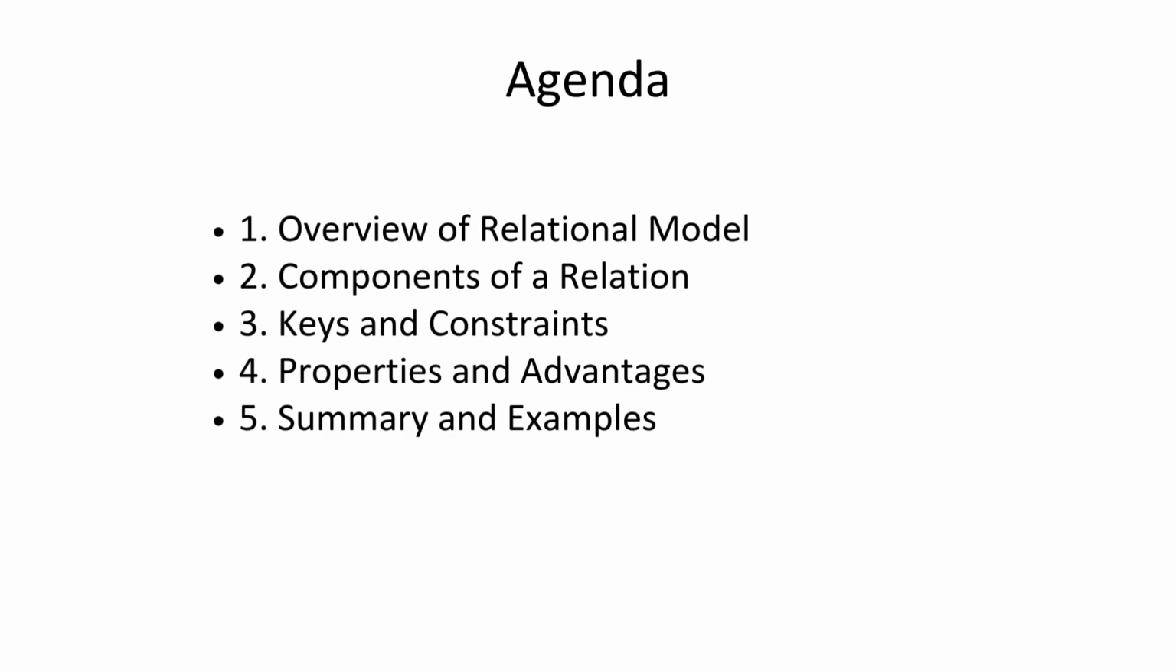Relational model concepts. We will start with the origins and fundamentals of the model, how it organizes data into tables, and why it became the standard. Components of a relation, you will learn what a relation really is and how it breaks down into rows, tuples, columns, and domains. Keys and constraints. We will explore keys like primary, foreign, and candidate keys. Then we will dive into constraints, rules that protect data accuracy.